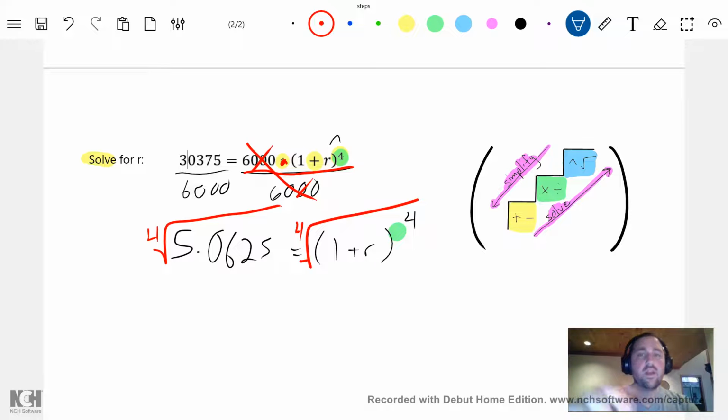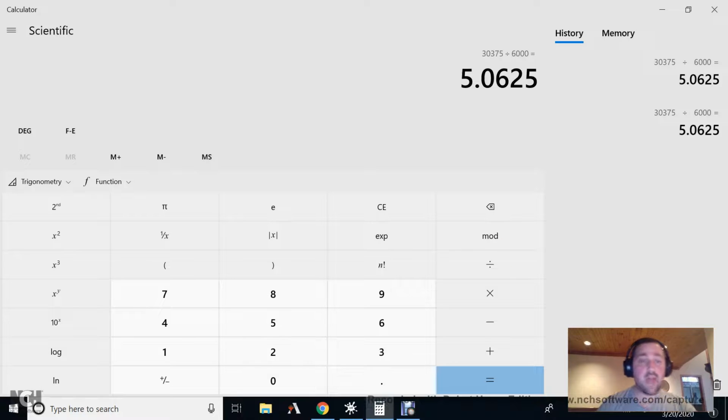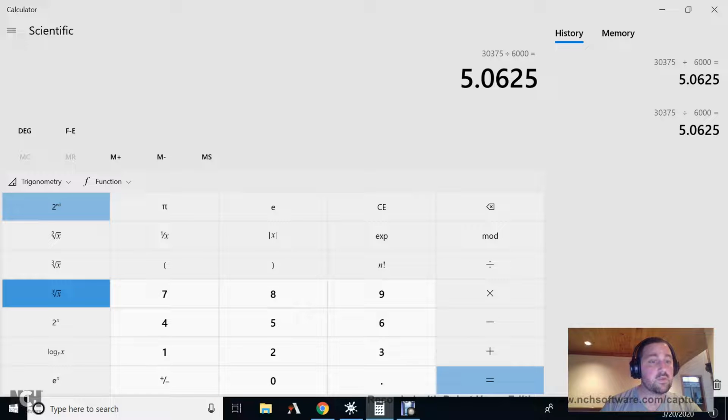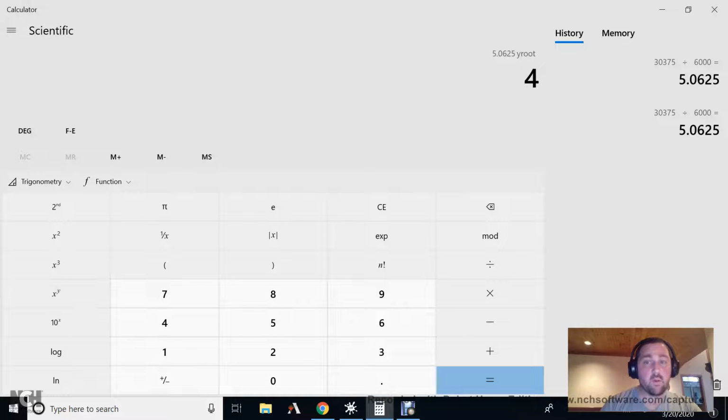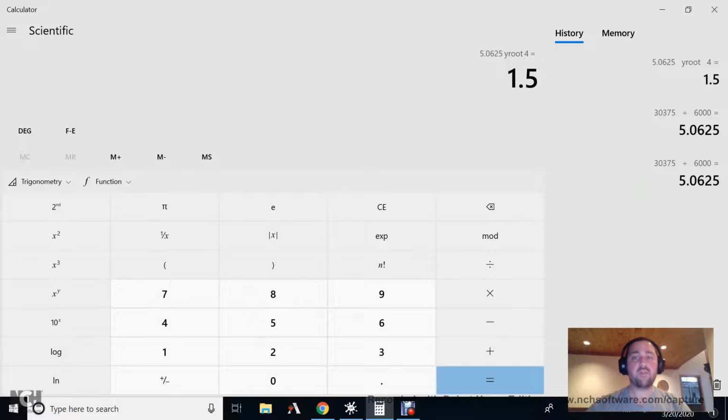We're saying, what number, if you multiply it by itself 4 times, equals 5.0625? Again, we're going to use the calculator for that. I have my 5.0625 here. I'm going to hit the second button, and notice that instead of x to the power y, it brings up the y root of x. So I'm going to type in that and type in 4. That gives us the fourth root of 5.0625, and it's 1.5.